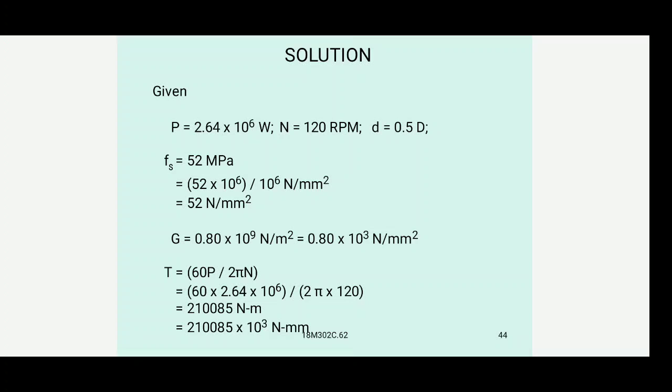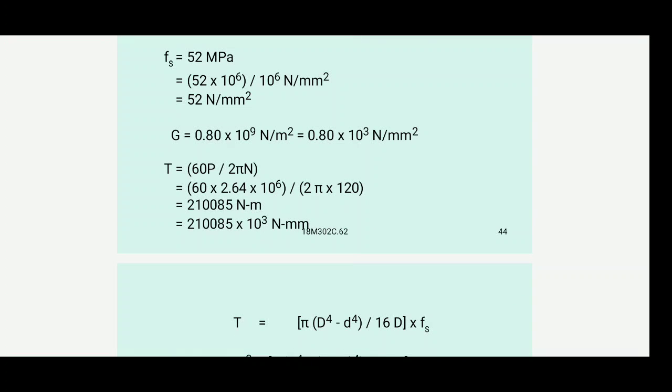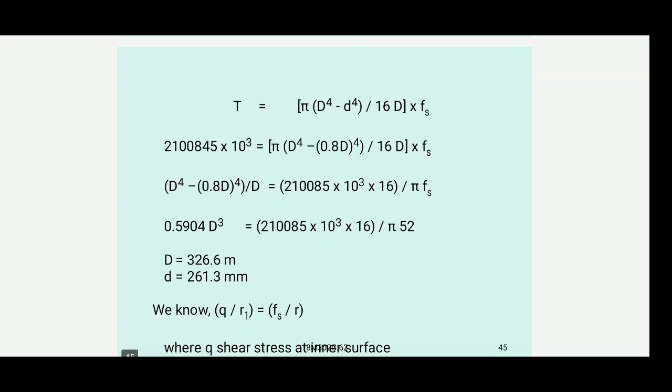T is equal to 60P by 2 pi n. So that is equal to 2,10,085 into 10 to the power of 3 Newton mm. That is the torque. T is equal to pi into D to the power of 4 minus d to the power of 4 by 16D into Fs. So that gives capital D is equal to 326.6 mm. Small d is equal to 261.3 mm.